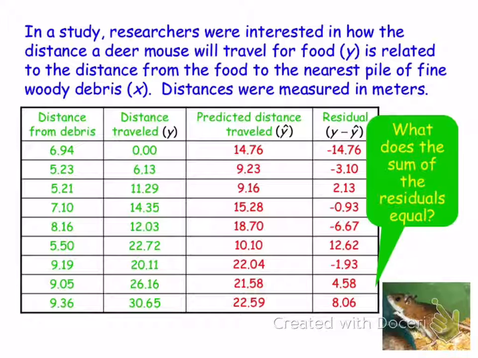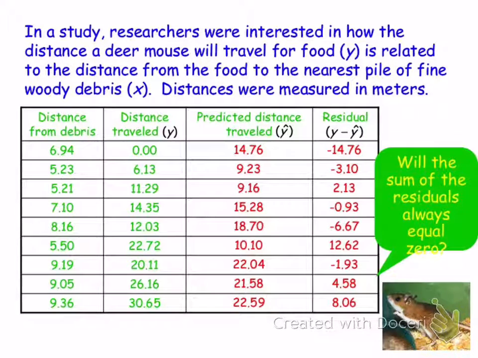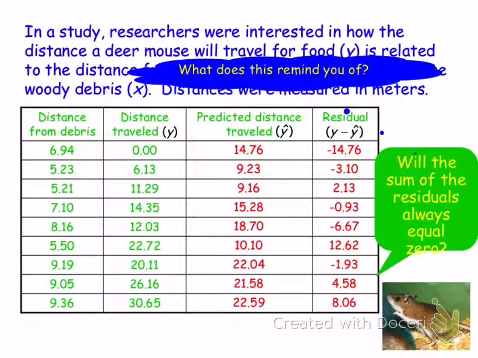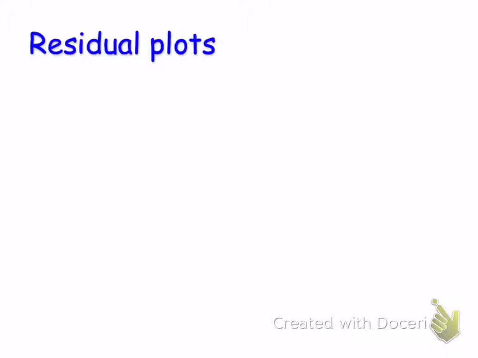So if I were to add up all of my residuals, then they would equal 0. Good. What does this remind you of? Remember when we did the variance activity? If you add up all of the deviations, then that would add up to 0 as well.